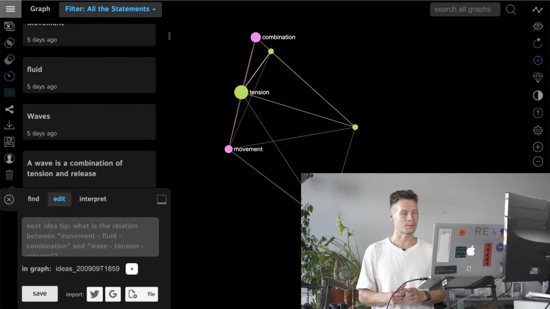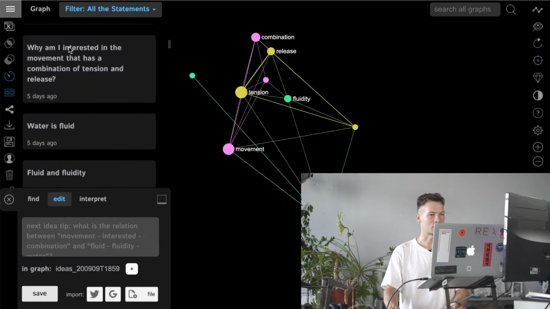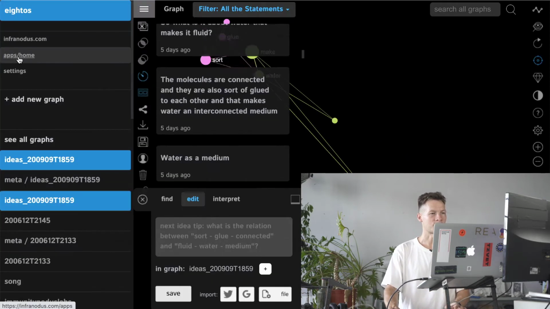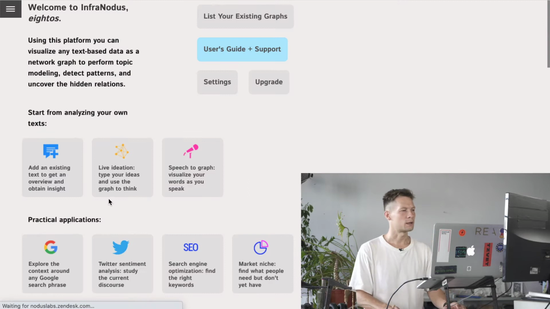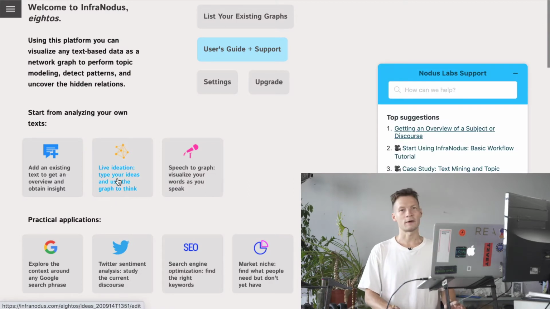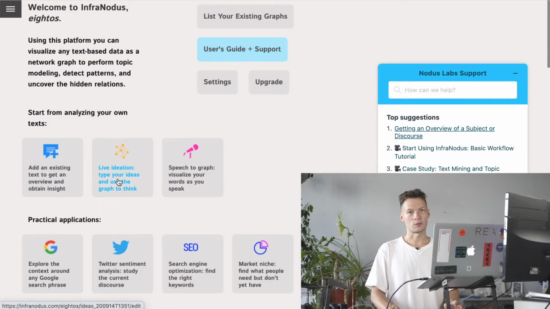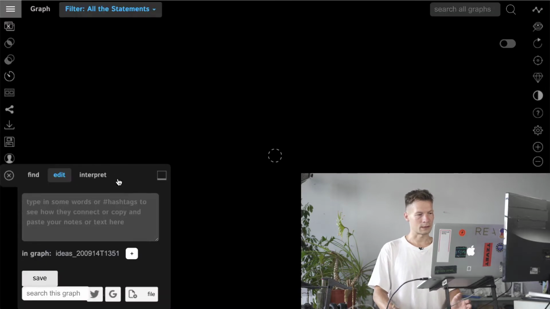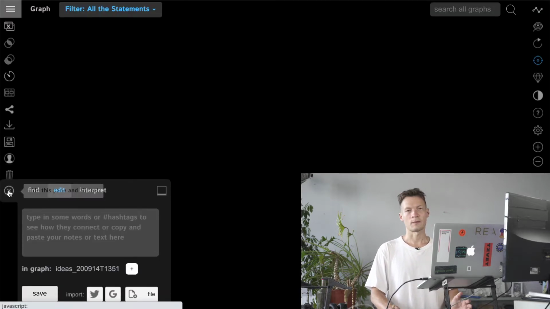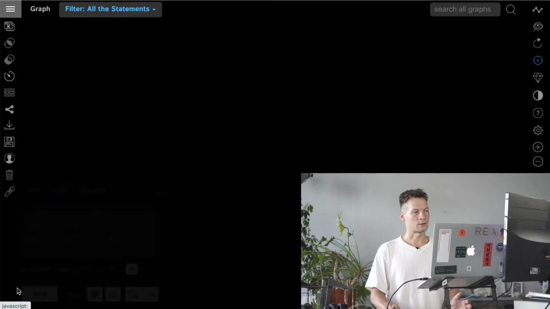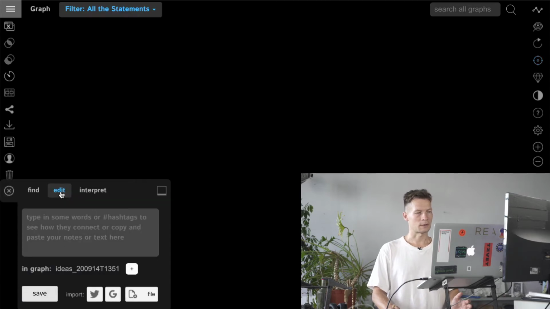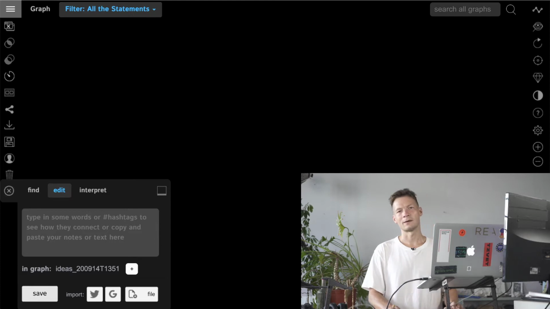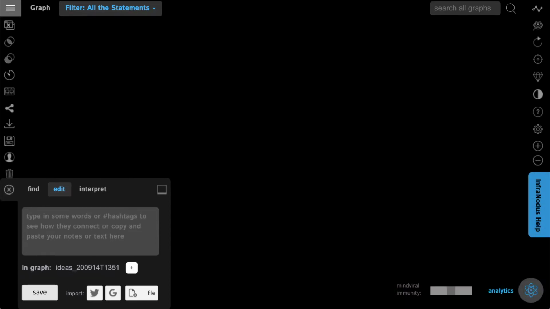First of all, you need to open the apps page here and then choose this live ideation app, which can be used to just write ideas into the graph. If it's closed, you can open it here and then click the editor pane to start adding stuff. So now I'll just start talking and fantasizing.